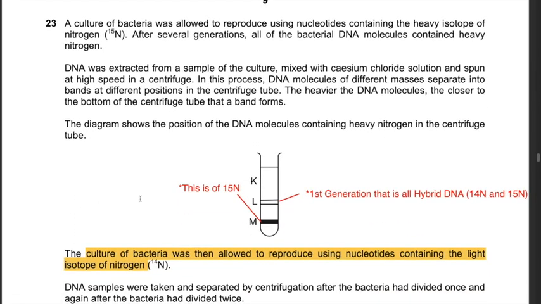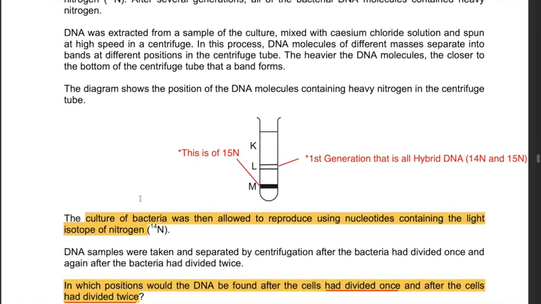Question 23. A culture of bacteria was allowed to reproduce using nucleotides containing the heavy isotope of nitrogen. After several generations, all of the bacterial DNA molecules contain heavy nitrogen. DNA was extracted from a sample of the culture, mixed with cesium chloride solution, and spun at high speeds in a centrifuge. In this process, DNA molecules of different masses separate into bands at different positions in the centrifuge tube. The heavier the DNA molecules, the closer to the bottom of the centrifuge tube that a band forms. The diagram shows the position of the DNA molecules containing heavy nitrogen in the centrifuge tube.